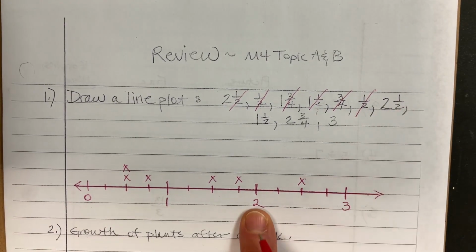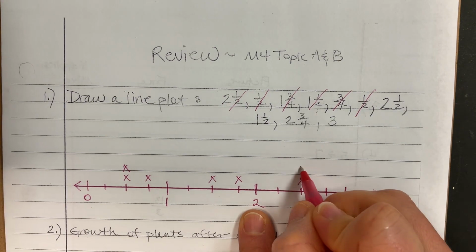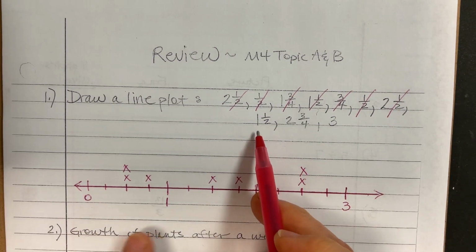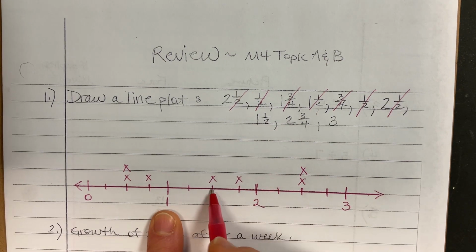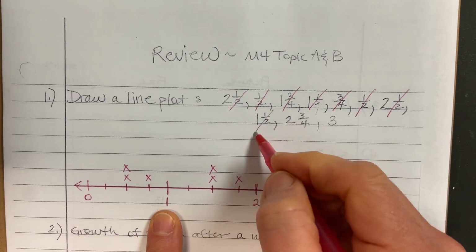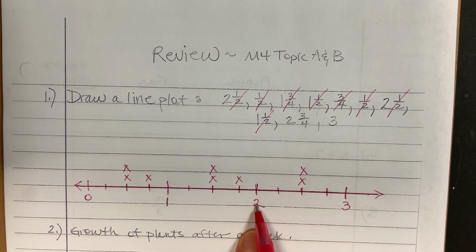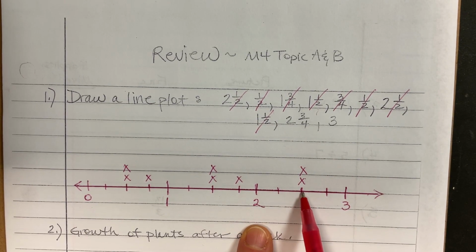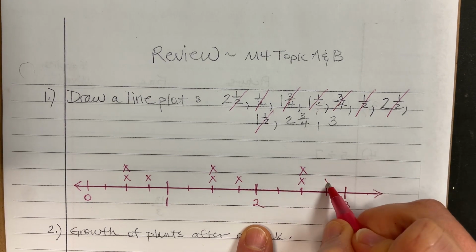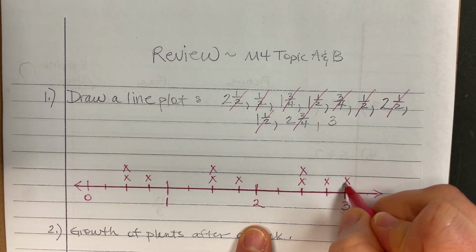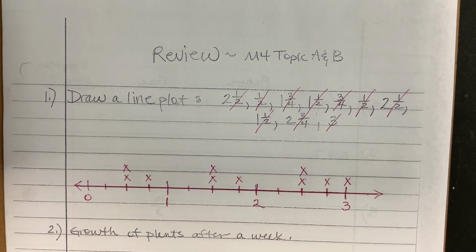2.5. So here's 2 whole and a half is right here. So I put a second X. 1 1/2. So here's 1 whole and a half is here. 2 3/4. So here's 2, 1/4, 2/4, 3/4. And then 3 whole. Okay, and my line plot is created.